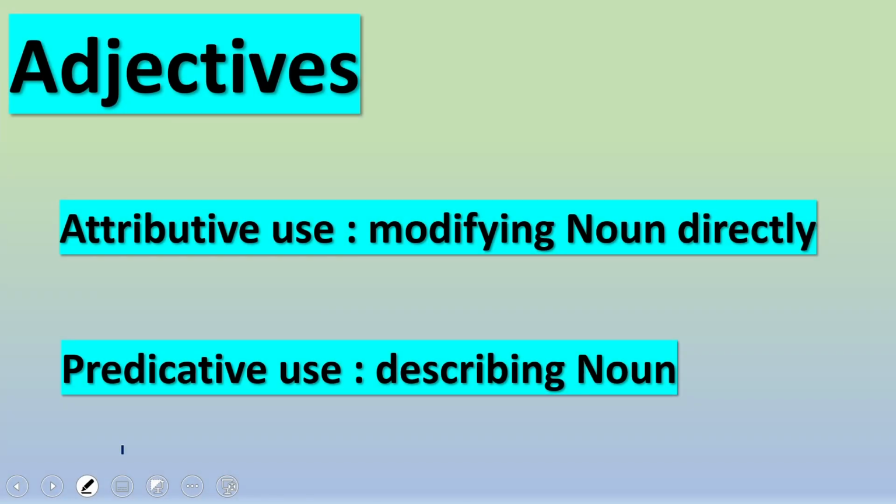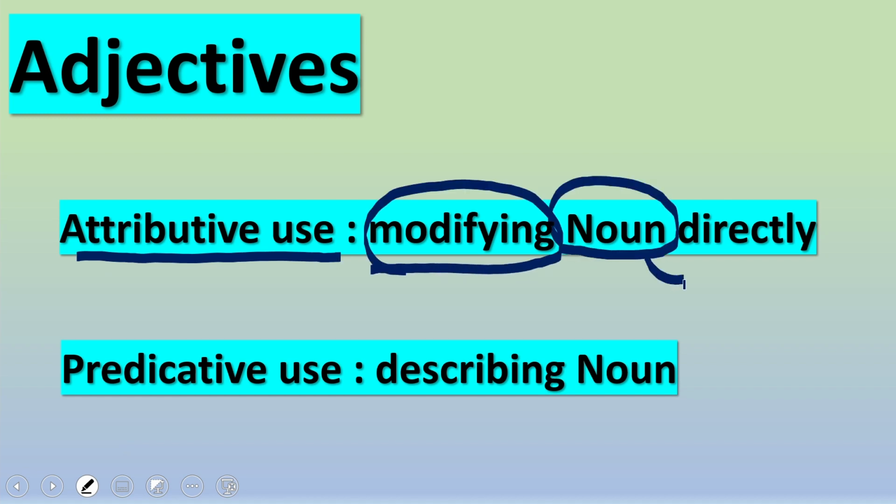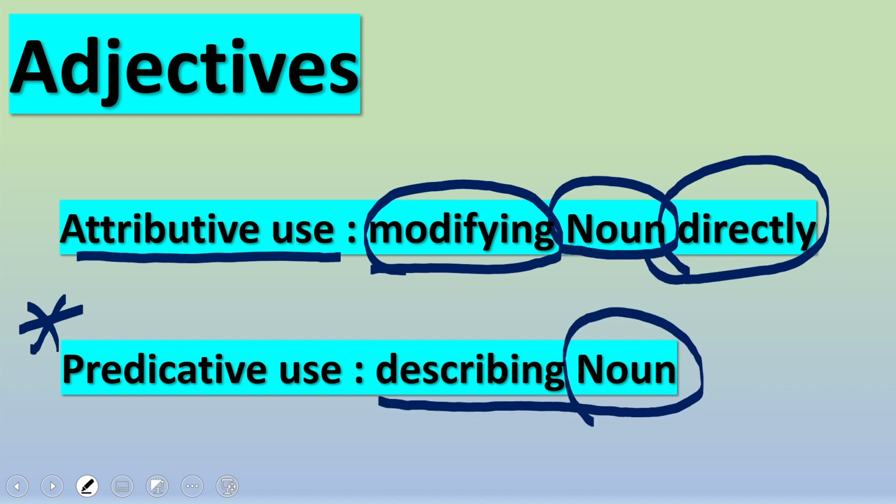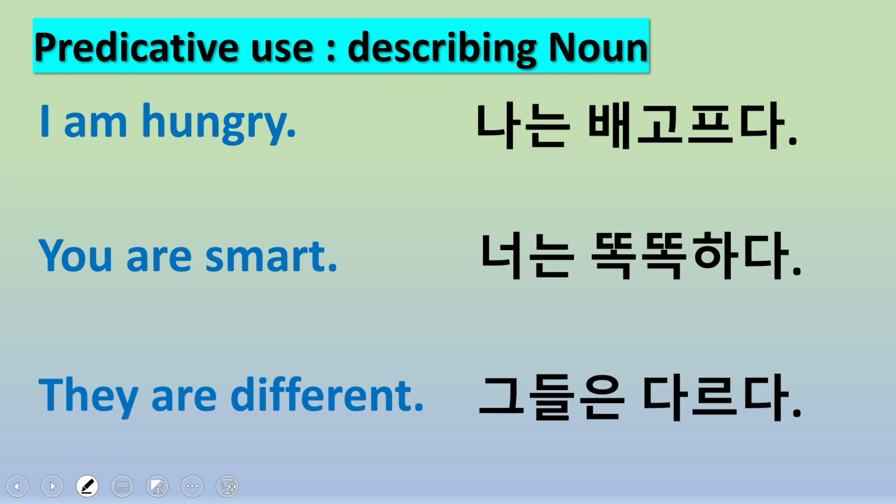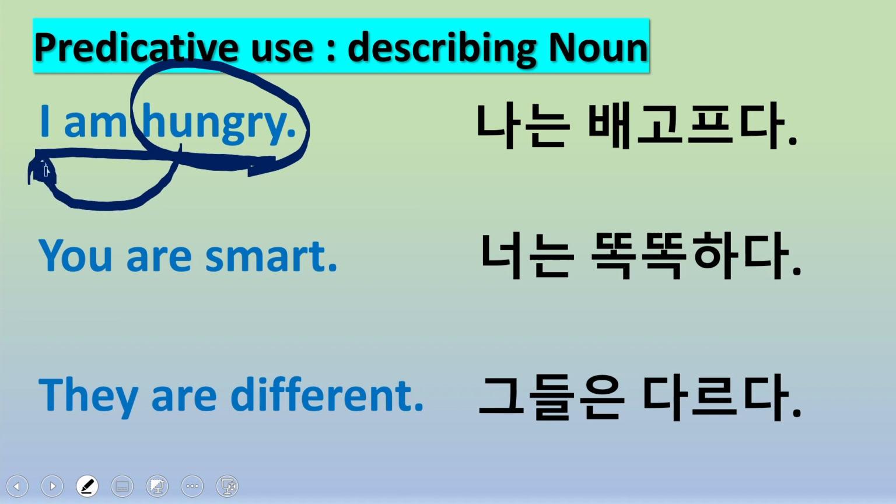Okay, we are studying about adjectives in Korean. Last time we checked attributive use, which is modifying a noun directly. This time we will focus on predicative use, which is describing a noun. We can check through the examples. I'm hungry. Hungry is an adjective. It's describing I. It's my condition and my status.